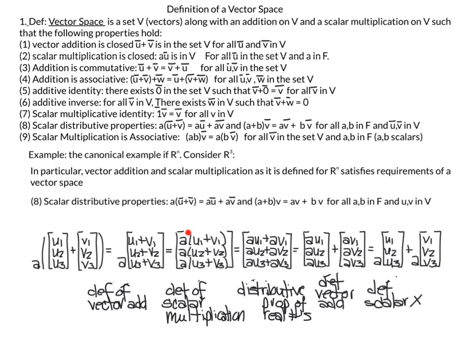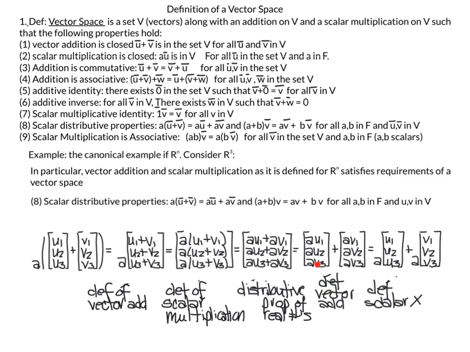And there's a distributive property of real numbers where we multiply this here, a times (u1 plus v1) is equal to a times u1 plus a times v1. So I've written that here. Again, using just the distributive property of real numbers, a times u2 plus a times v2. And finally, we have a times u3 plus a times v3.